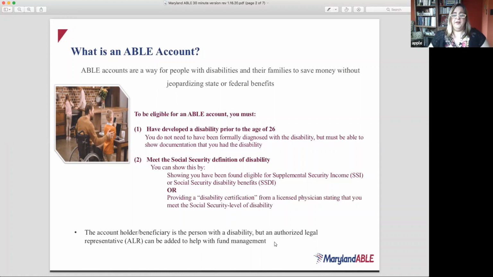We like to point out that the owner and the beneficiary, we're going to use those terms one and the same, is always the person who has the disability. Unlike other things like trust funds or even the college savings plan, where someone can open an account and have a beneficiary for a child, the ABLE account is always going to be owned by the person with the disability, and they are also the beneficiary.